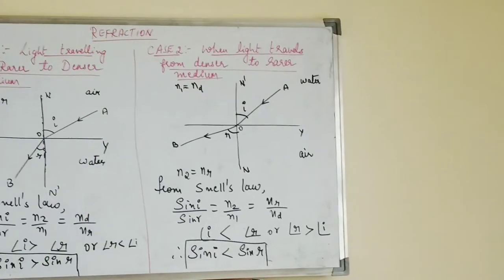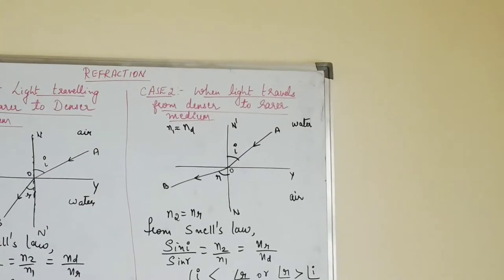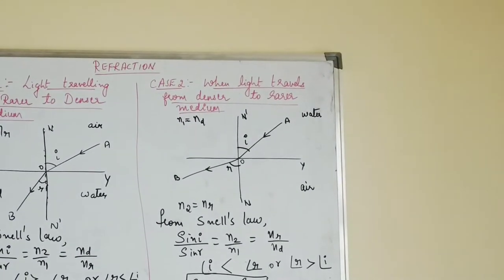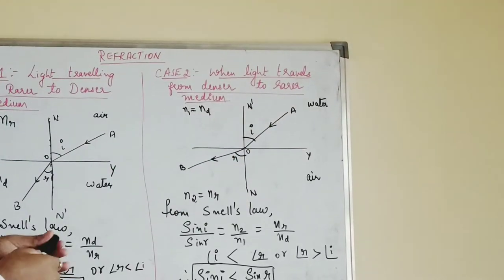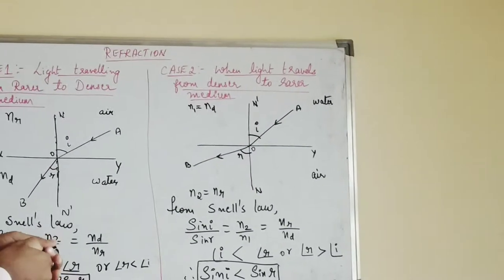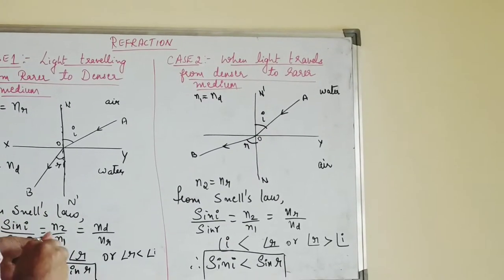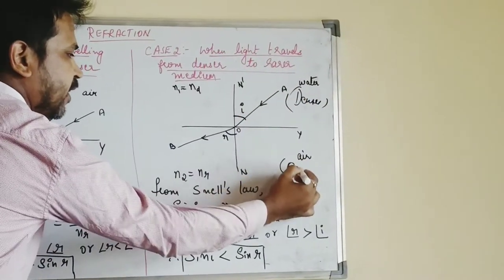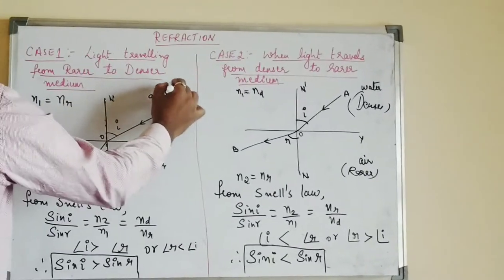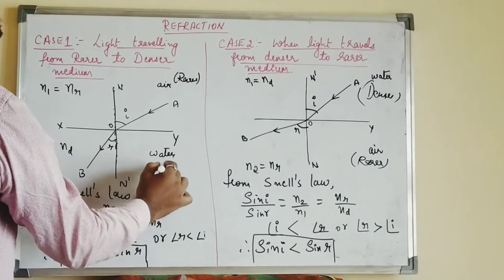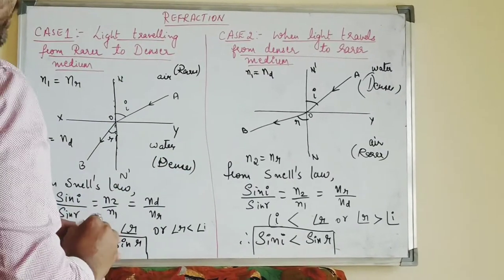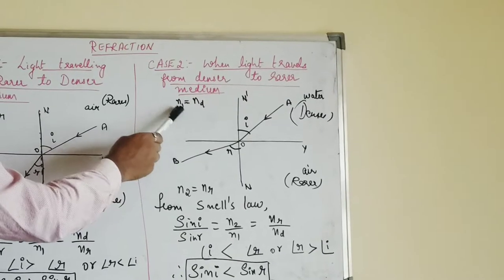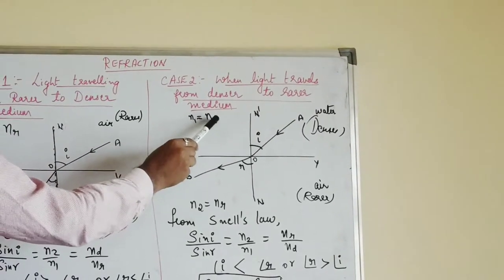Now coming to the second case. What is the second case? The second case deals with the light traveling from a denser to a rarer medium, when we come in the reverse way. Now see here, the first medium is water. Water is the denser medium, and air is the rarer medium. Now you can see here, the ray of light is coming through the denser medium. That's why the first medium's refractive index n1 is equal to nd, the refractive index of the denser medium.